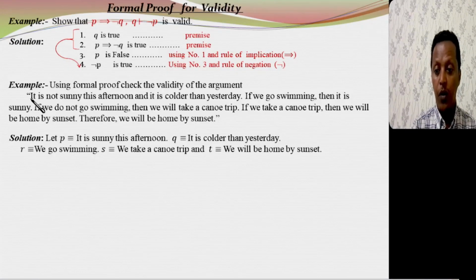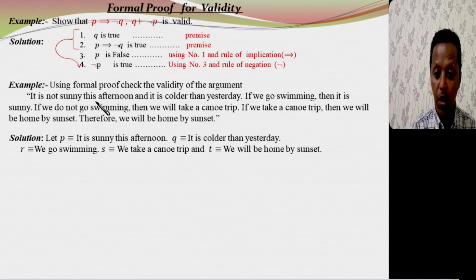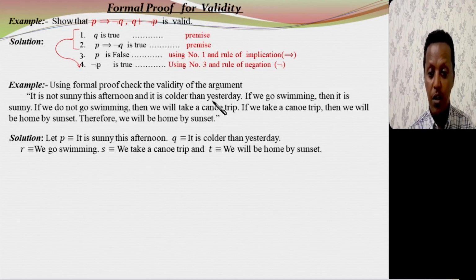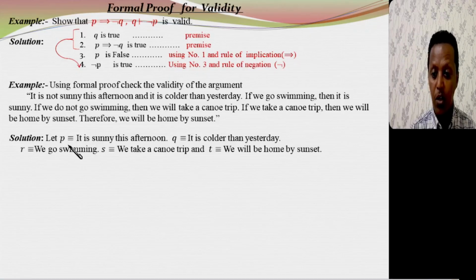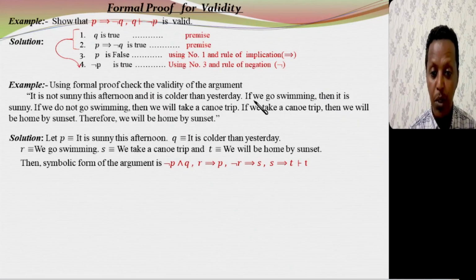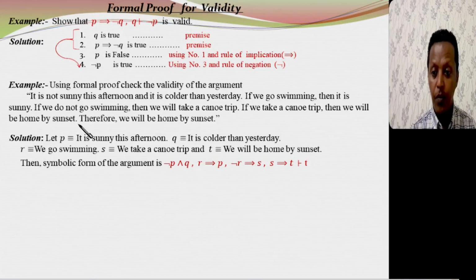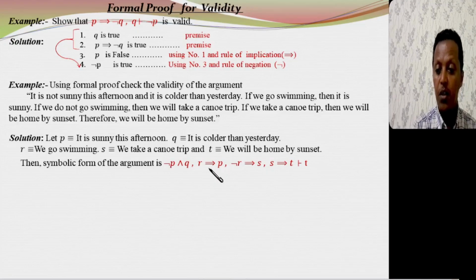So the first premise, it is not sunny this afternoon and it is colder than yesterday. It is not sunny means negation P, and which is conjunction, negation P and Q. The second premise, if we go swimming, then it is sunny. If R, then P. That means R implies P, the second premise.